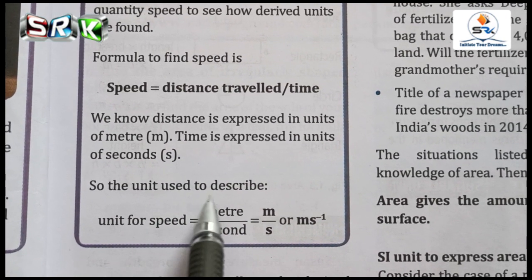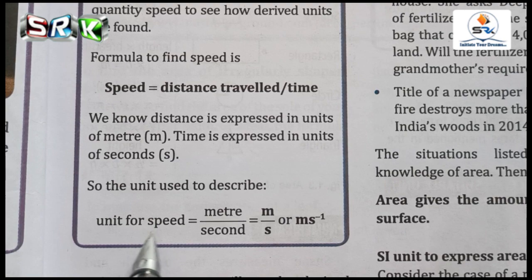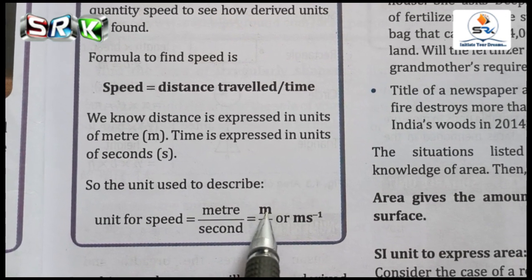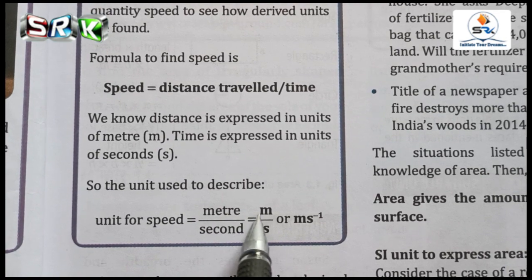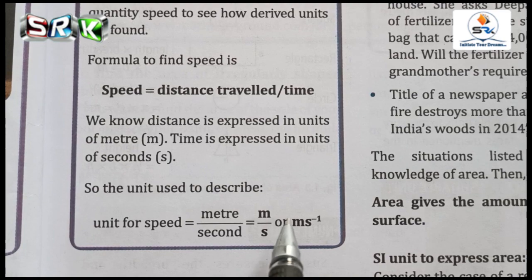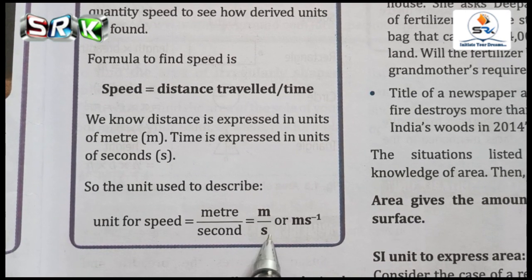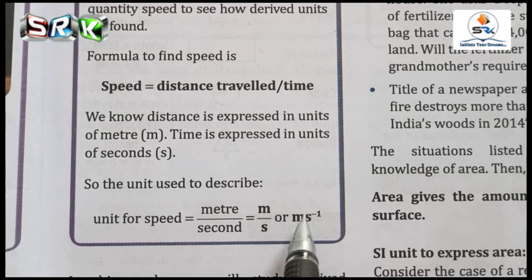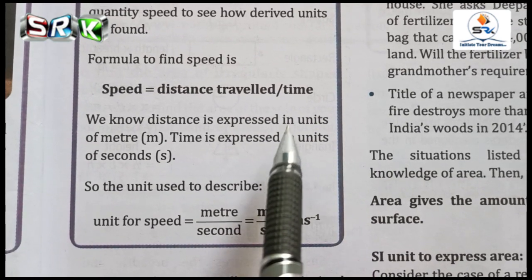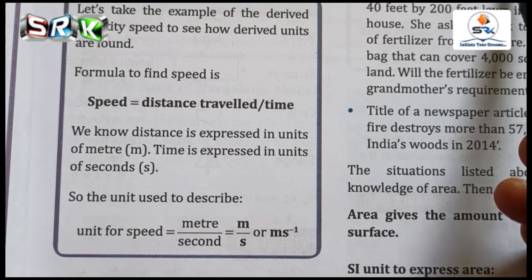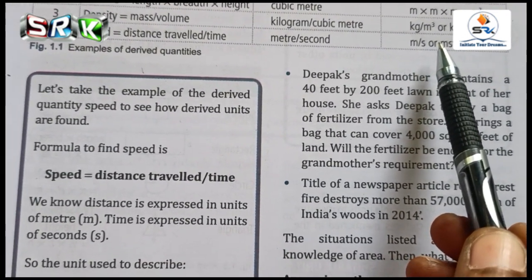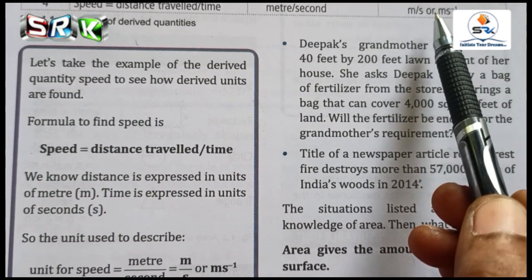So the unit for speed is equal to meter by second, m by s, that is the unit symbol. Meter symbol is m. Second symbol is s. That is meter by second, or you can write it as meter second to the power of -1. In this way you will get the unit symbol for speed. Okay, can you understand clearly?